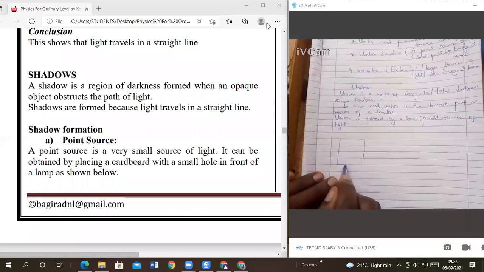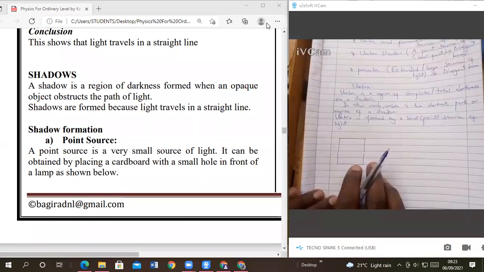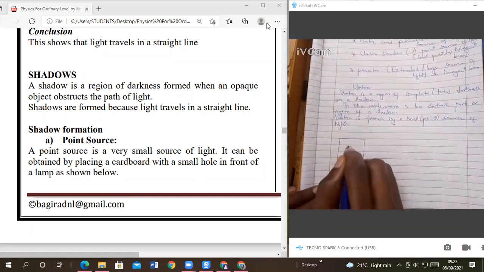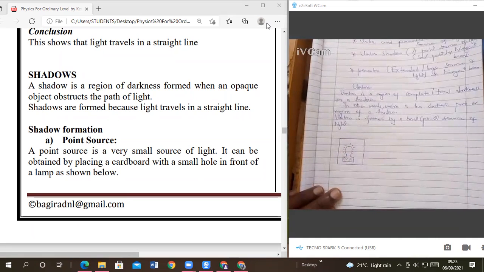Members, I hope you are following me. I have a source of light there, which can be like a bulb. Remember a bulb produces divergent beams, not so? So you have something like that. To show that it's lighting, you put the stars here, okay?